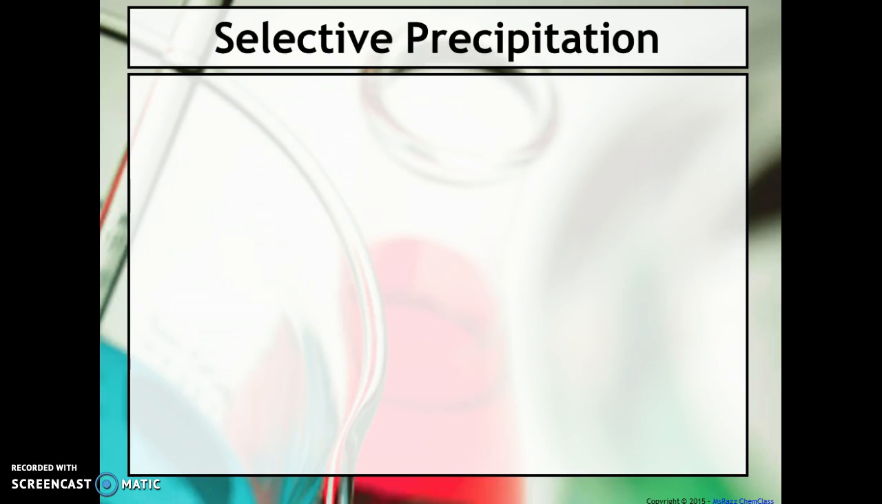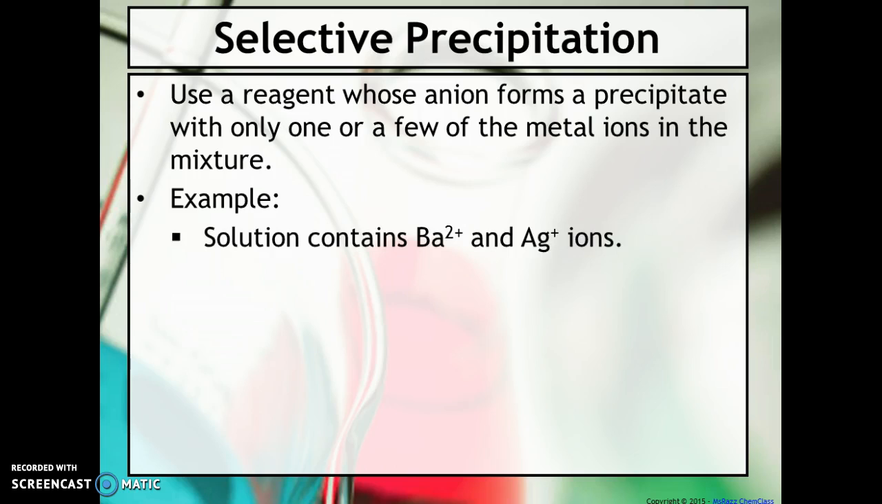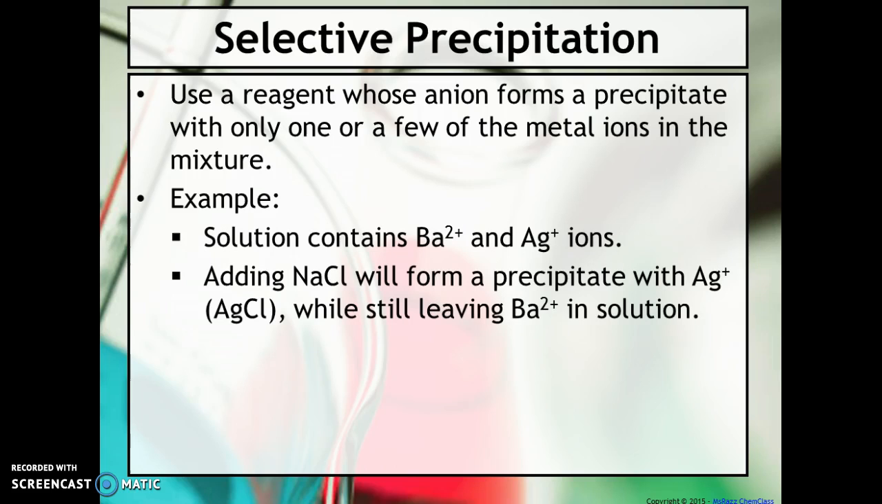One more thing to talk about here. We touched on this a little yesterday. If I want to selectively precipitate something, I will use a reagent whose anion only forms a precipitate with what I want to get out. Okay, so for example, I have a solution with some barium and some silver. If I add salt, that salt will form a precipitate by breaking up in solution, and the chlorine will bond with the silver.